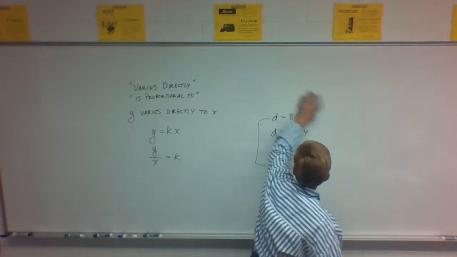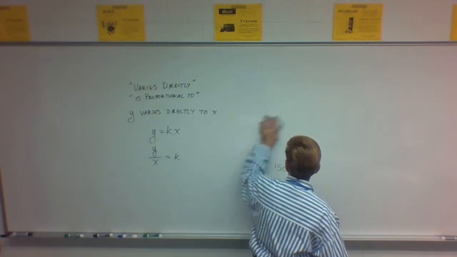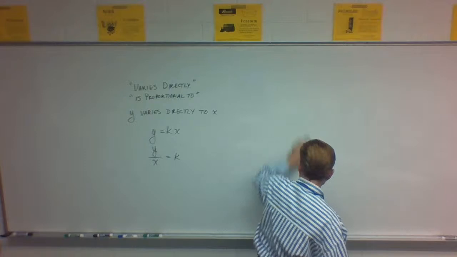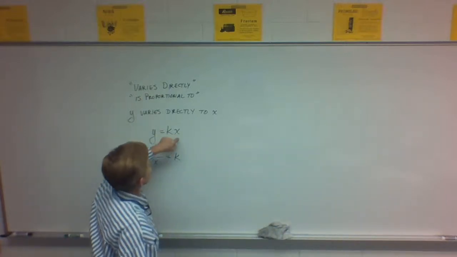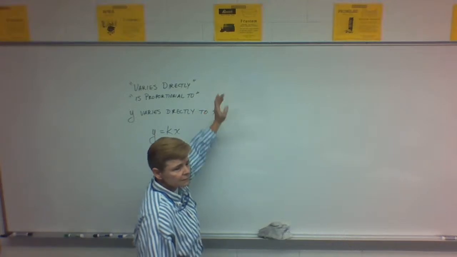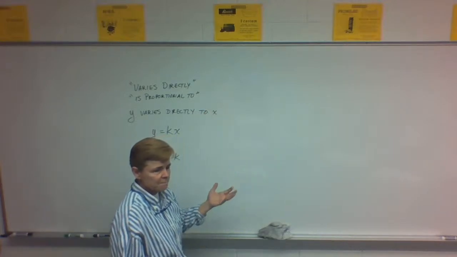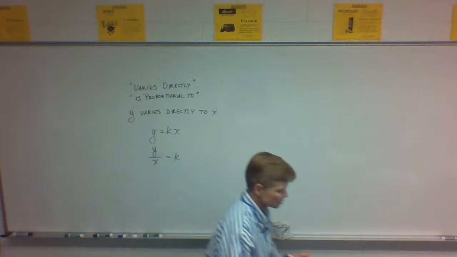So don't make too much out of this. Just watch for the words "varies directly." When you see that, whatever's on the front side of this equals k times whatever's on the back side. Okay? Is that right? Okay, I'll be doing some more examples in a minute.